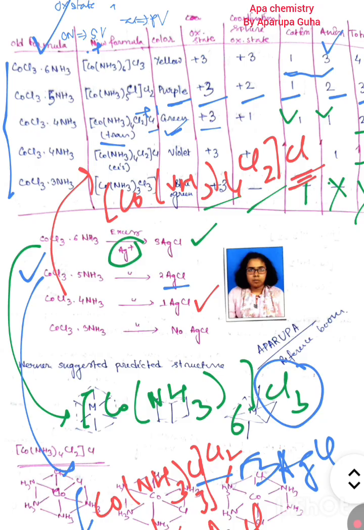There is one Cl outside the third bracket entity, that's why this Cl makes 1 AgCl. And this structure is very much simple, cobalt NH3 whole 3 Cl3. That's why outside here no Cl is present, so that's why no AgCl can be produced. Okay, next.